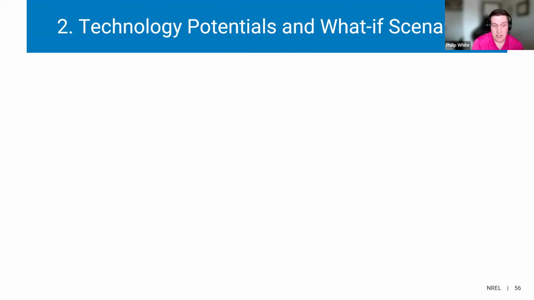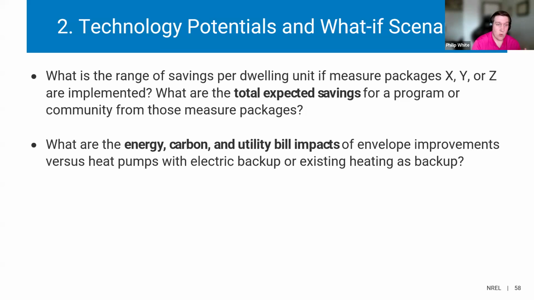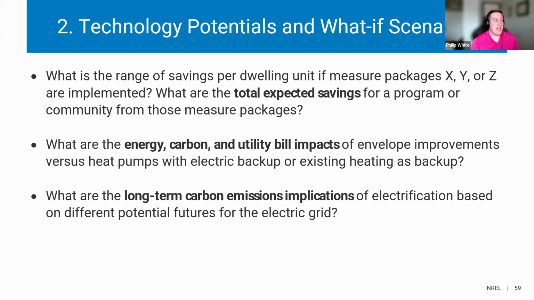Secondly, questions about technology potentials and what if scenarios. So what is the range of savings per dwelling unit if measure package X, Y, or Z is implemented? And what would the total expected savings be for a community from those measure packages? What are the energy, carbon, and utility bill impacts of envelope improvements versus heat pumps with electric backup or existing heating as backup? And what are the long-term carbon emission implications of electrification based on different potential futures for the electric grid?